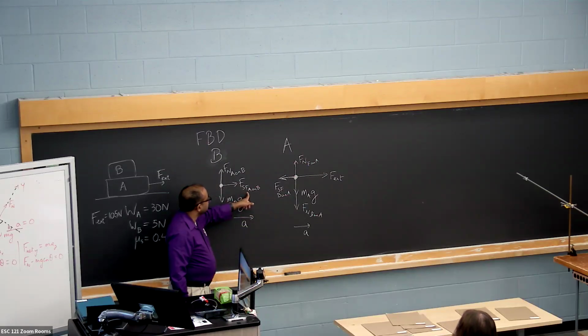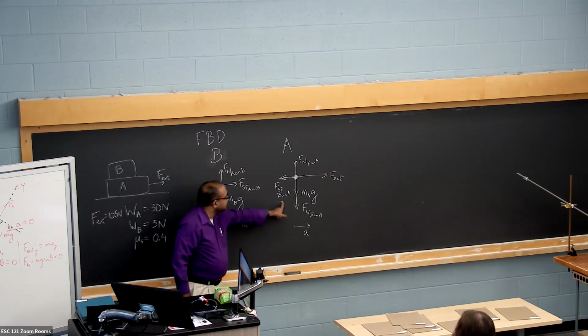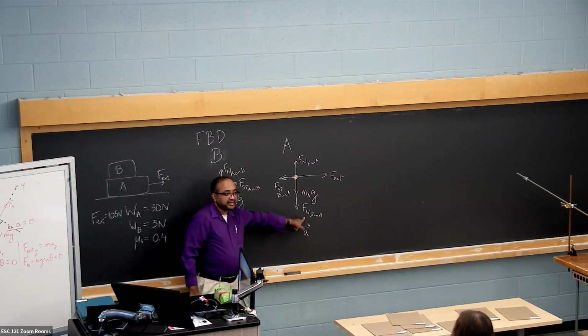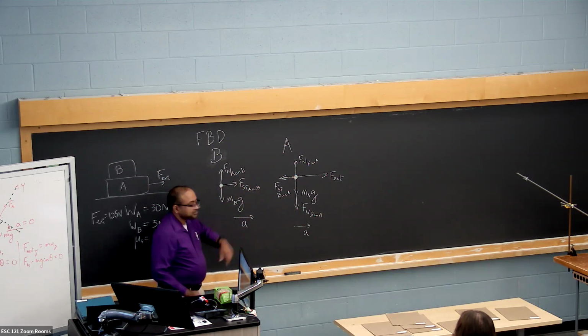So this is the static friction of A on B, and this is the static friction of B on A. So they have to have equal magnitude but opposite direction. Similarly, this is the normal force of A on B, and this is the normal force of B on A. So again, equal magnitude, opposite direction.